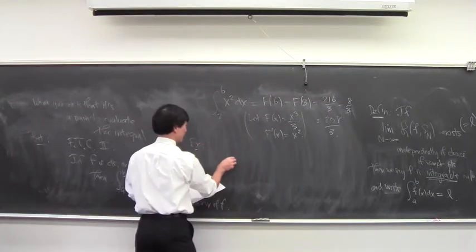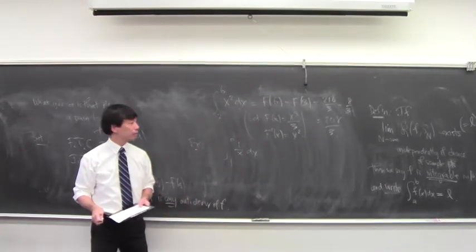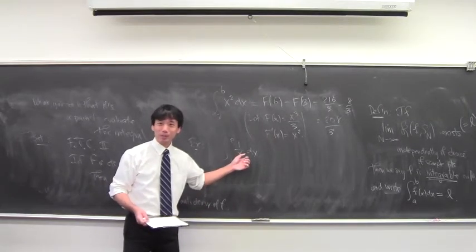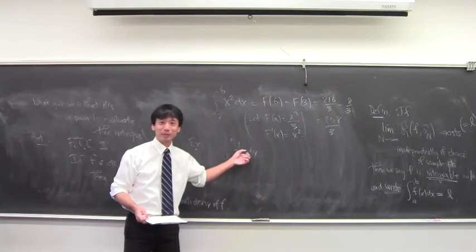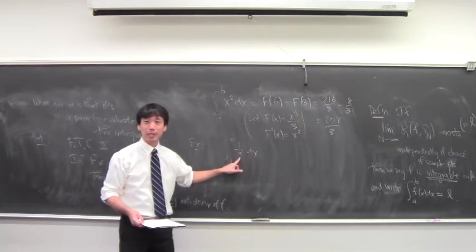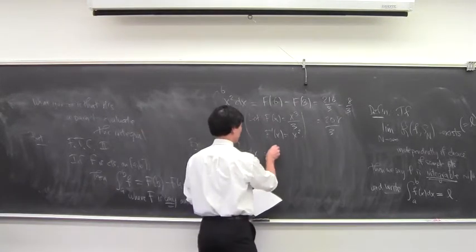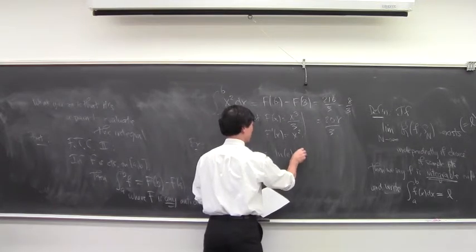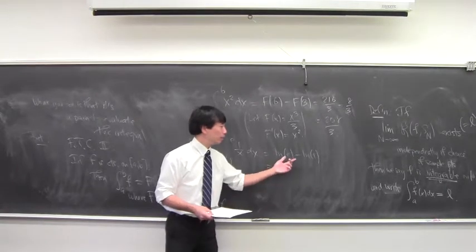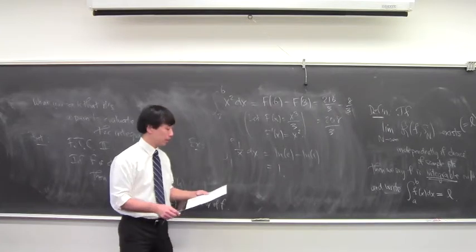If somebody said, what's the integral of 1 over x between 1 and e? You'd say, well, you can either do it by doing Riemann sums, or you can do it by using the fundamental theorem of calculus. Let's use the fundamental theorem of calculus. What's an antiderivative of 1 over x? Ln x. So it'll be ln of e minus ln of 1, that's 1 minus 0, the answer is 1.